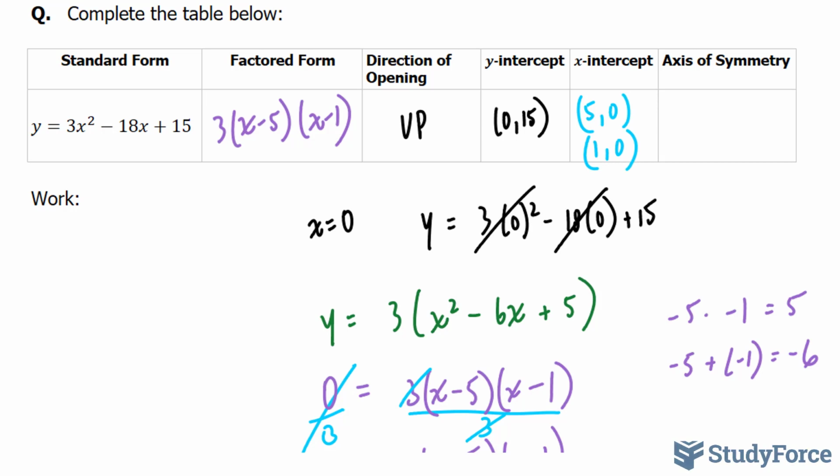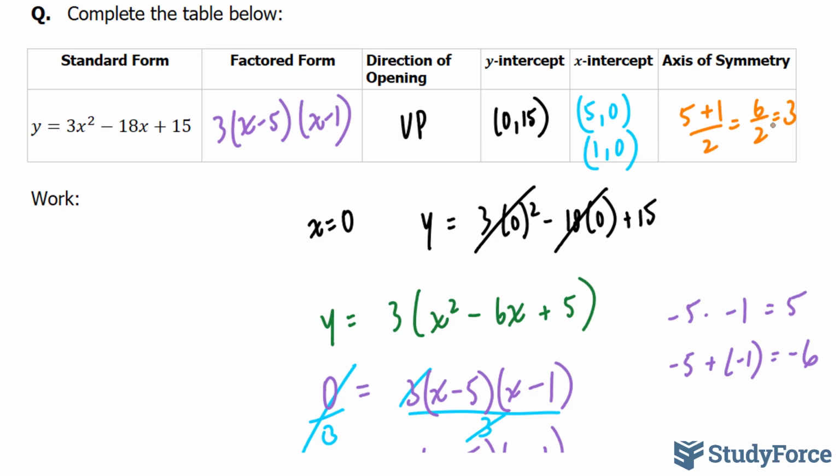Lastly, we need to find the axis of symmetry. To do that, we take this 5 and this 1, add them up and divide by 2. Essentially, we are finding the average. So 5 plus 1 divided by 2 gives us 6 divided by 2, which is 3. Therefore, the axis of symmetry is 3.